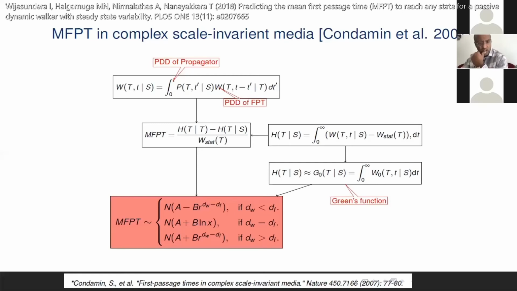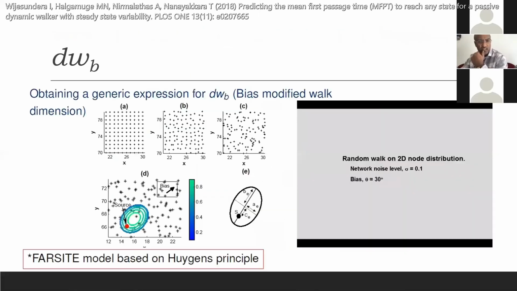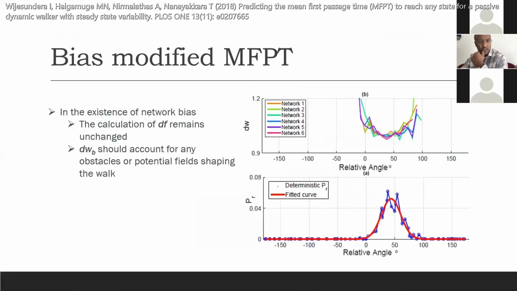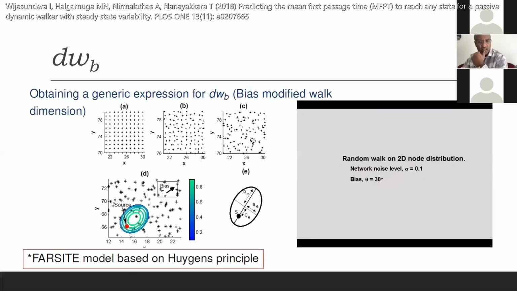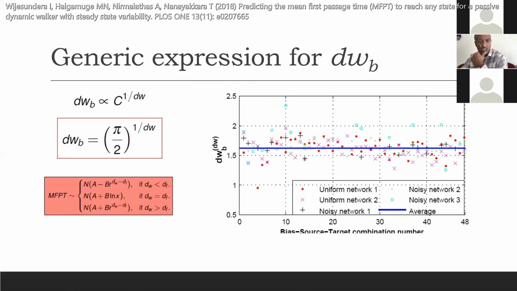Okay, and then can you go to the bias modification? This one? Yes, that equation, pi by 2. So here, to do the DWB, you have to know DW, right? How do you know the DW in a bias kind of?